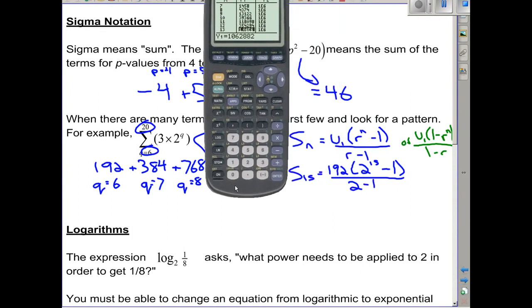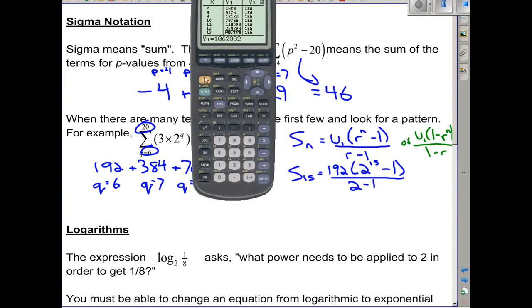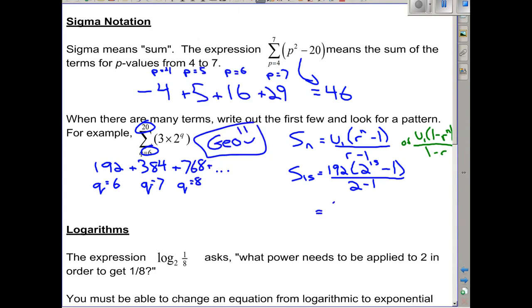I'll plug that into my GDC. 192, open brackets, 2 to the power of 15 minus 1, divided by 2 minus 1. I really shouldn't have to put in 2 minus 1 in my calculator, but I just want to show you to be careful of the brackets as you do it. Okay, and I should get 6,291,264. Plug them in carefully.